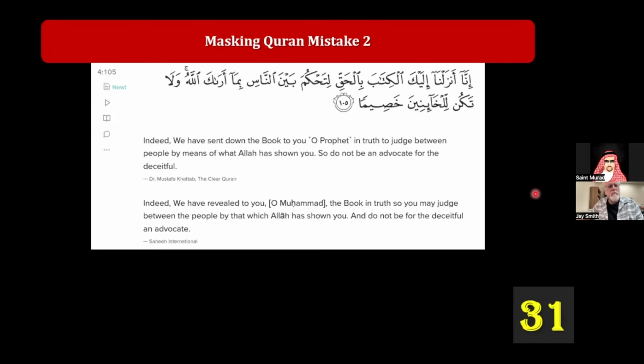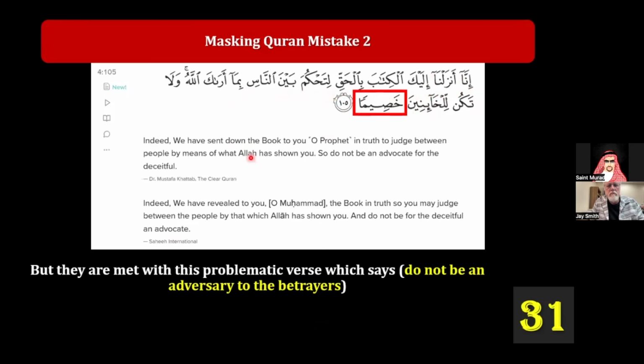But what about here? إِنَّا أَنزَلْنَا إِلَيْكَ الْكِتَابَ بِالْحَقِّ لِتَحْكُمَ بَيْنَ النَّاسِ بِمَا أَرَاكَ اللَّهُ وَلَا تَكُنْ لِلْخَائِنِينَ خَصِيمًا. Again, the word Haseem here should be adversary. But the problem is, this verse is problematic. It is actually saying, do not be an adversary to the betrayers, or the ones who betray.